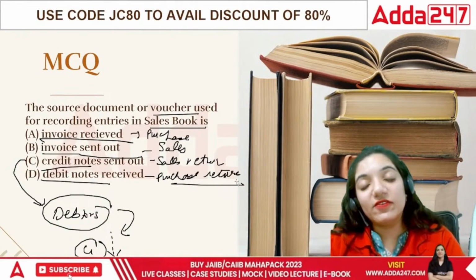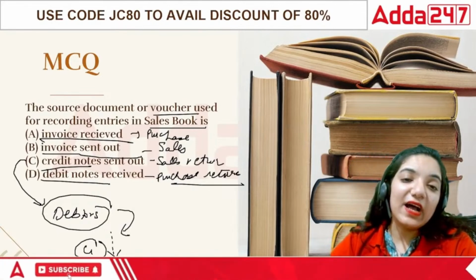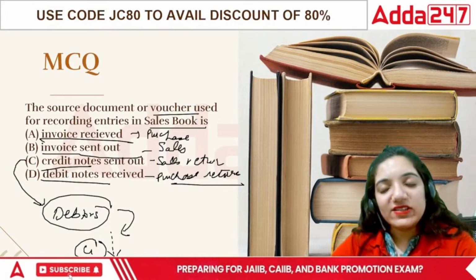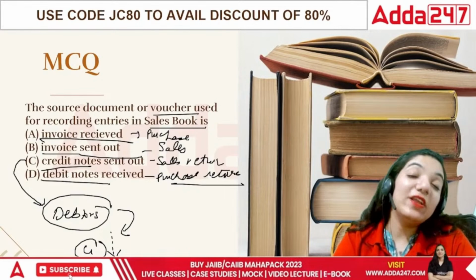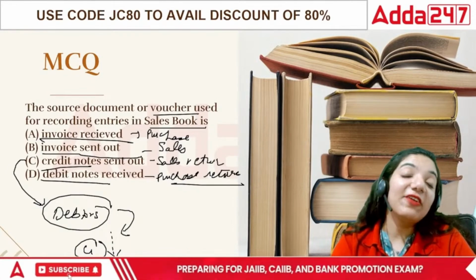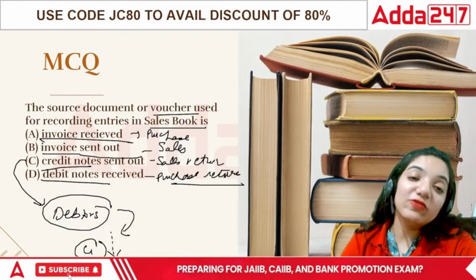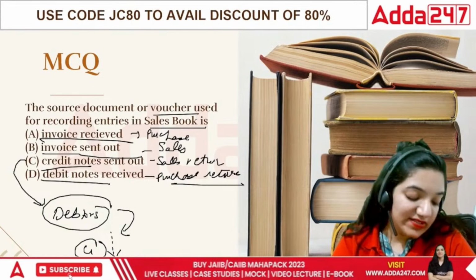Right, so these are the different documents maintained by them. So in this case, what would be the answer? It is invoice received when someone says you have to pay and you agree on it, that is purchases. When you send someone the particular thing, that is called sales. And then credit notes are basically issued for sales return, and debit notes are in case of purchase return.